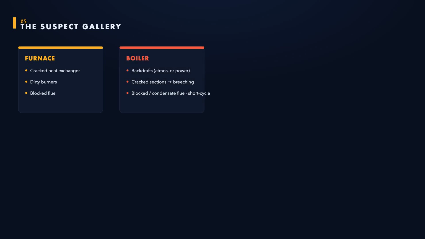Know every suspect. The furnace: a cracked heat exchanger, dirty burners, or blocked flue. The boiler, atmospheric or power burner, backdrafts like any natural draft appliance. Cracked sections push carbon monoxide into the breaching. Blocked passages, a condensate plugged flue, or short cycling all raise it.